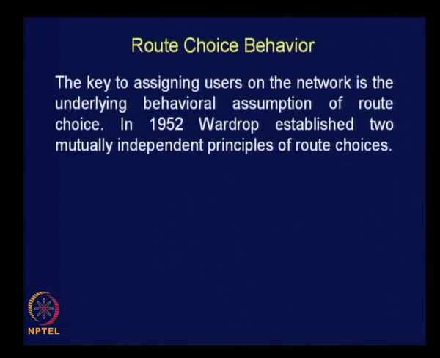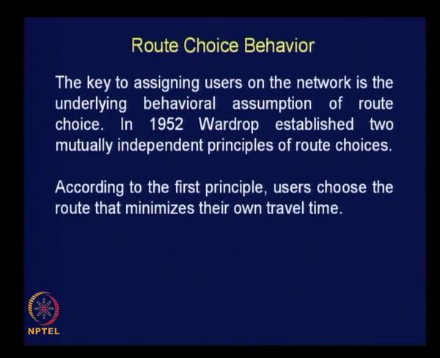The key to assigning users on the network is the underlying behavioral assumption of route choice, because in 1952 Wardrop established 2 mutually independent principles of route choices, 2 important principles. According to the first principle, users choose the route that minimizes their own travel time. If there are 2-3 alternatives, they look at the travel time implication of each alternative and choose the one which has got the least travel time, right.